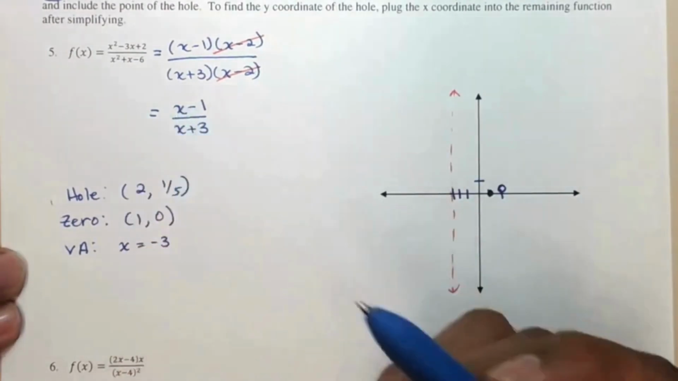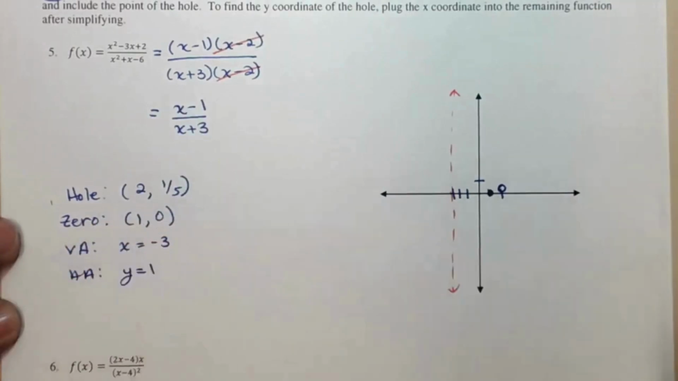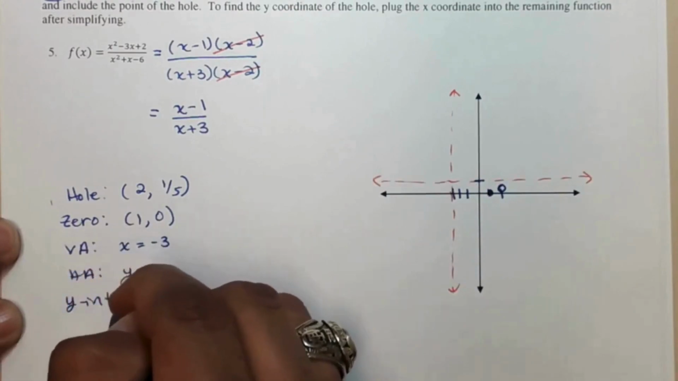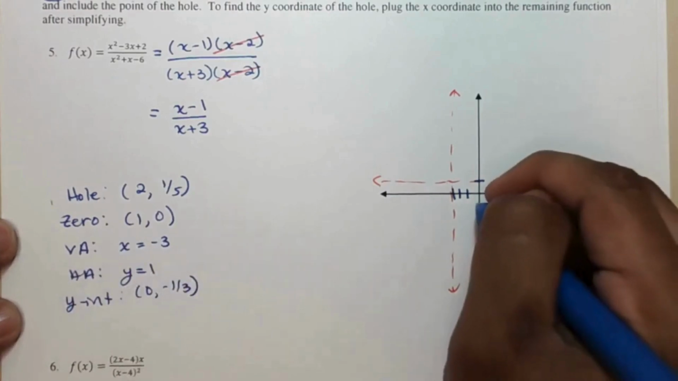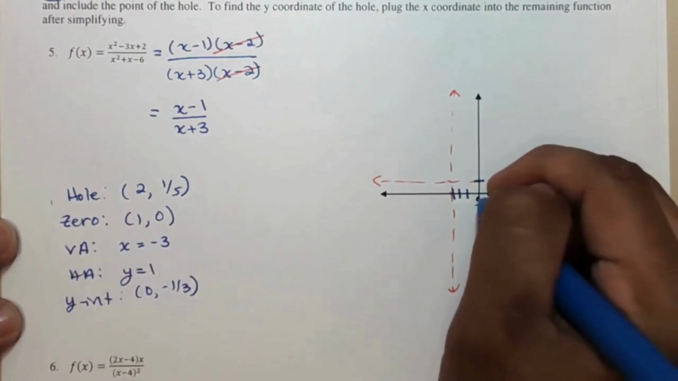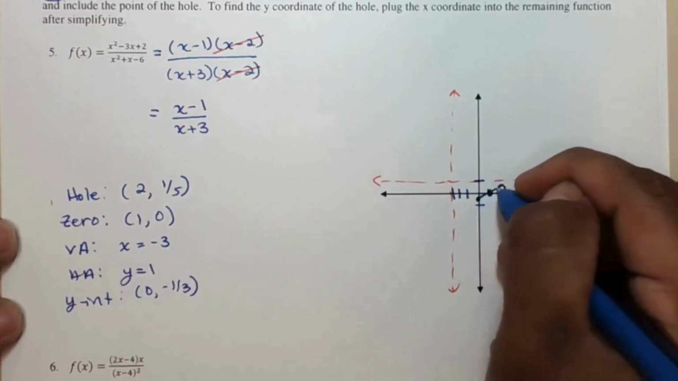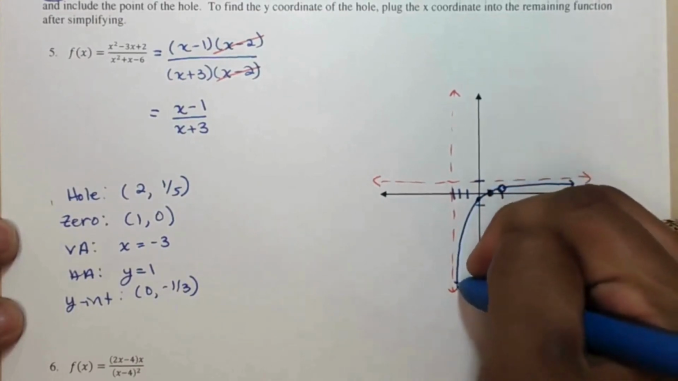The degrees on the top and the bottom are the same, so we divide the leading coefficients and get that our horizontal asymptote is here at 1. And then our y-intercept is going to be here at (0, -1/3). So we say that's 1, so -1/3 maybe looks like that. So it's easy to figure out how this is all going to connect and go towards the asymptotes.